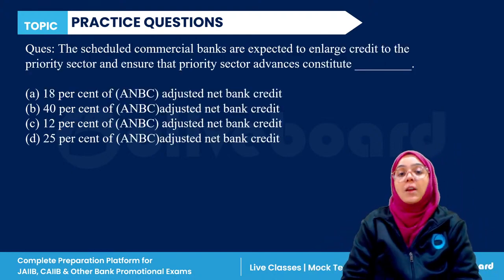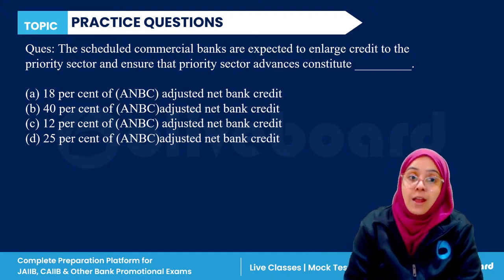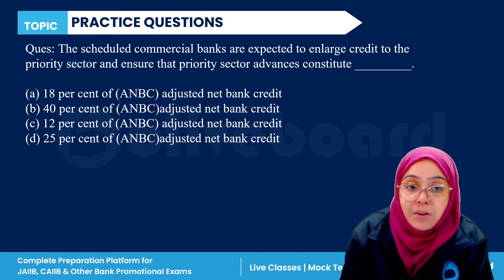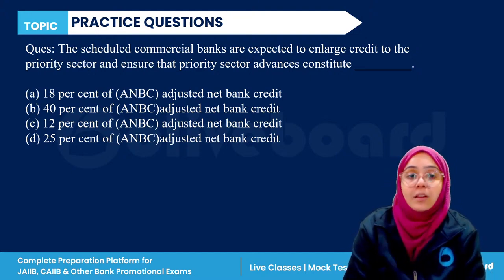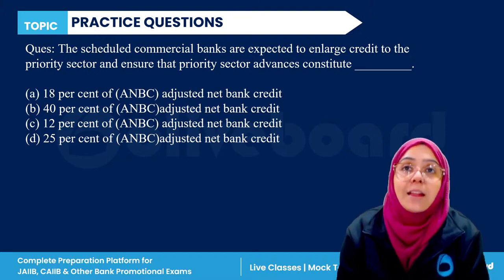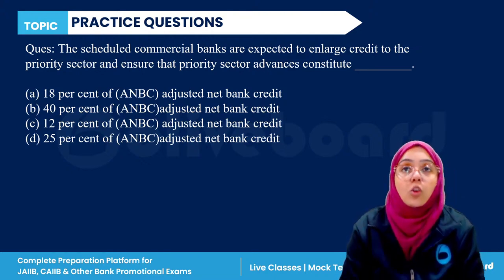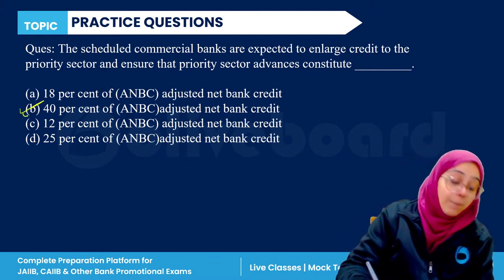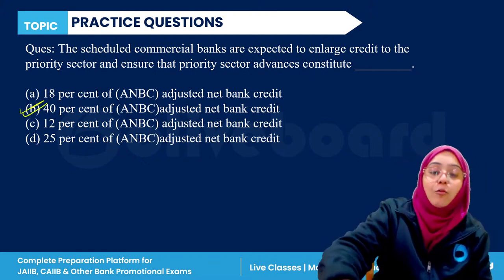Next question. The scheduled commercial banks are expected to give credit to the priority sector to how much? 18% of ANBC, 40% of ANBC, 12%, or 25%. Scheduled commercial banks are expected to give to the priority sector lending. The overall target given to the priority sector lending is 40%. B is the correct answer. The overall credit is 40%.